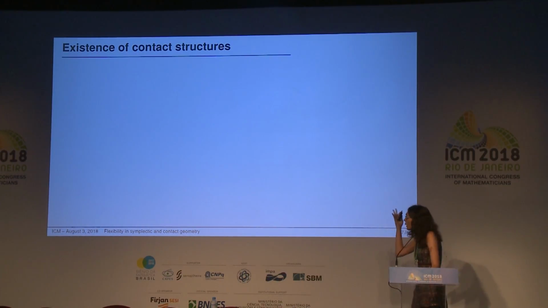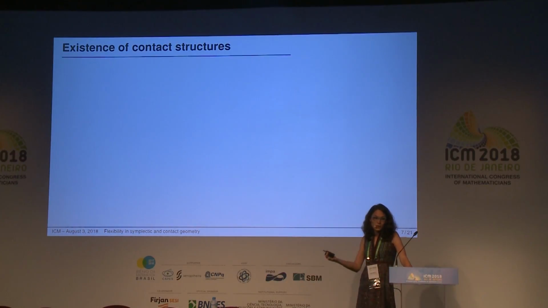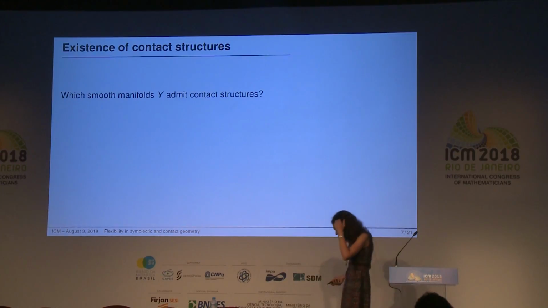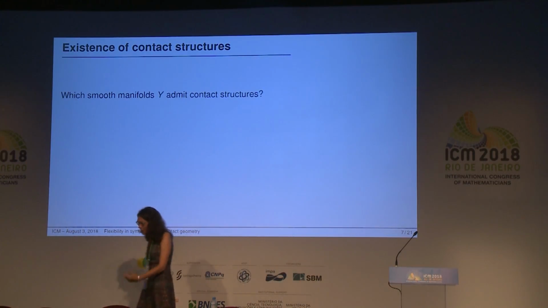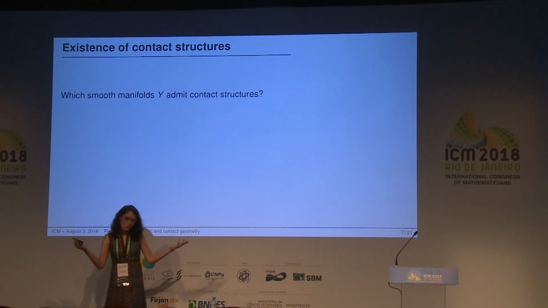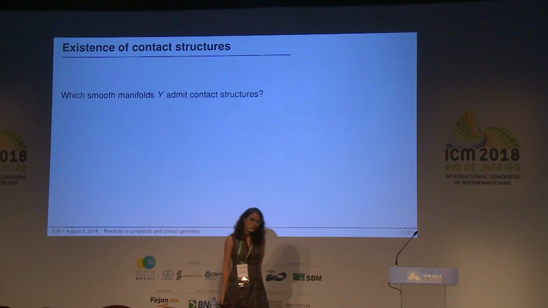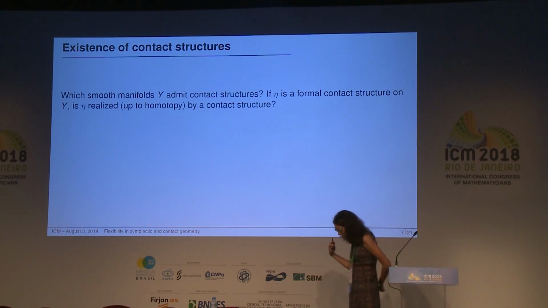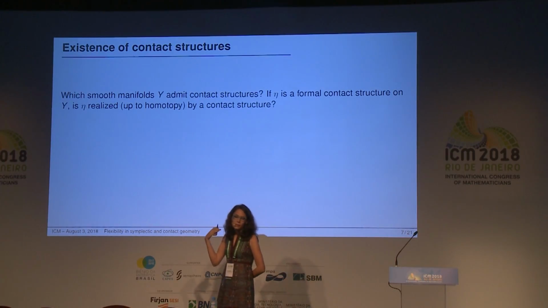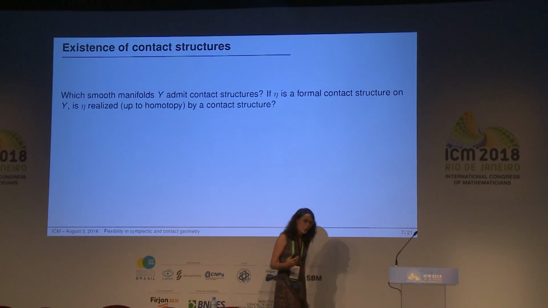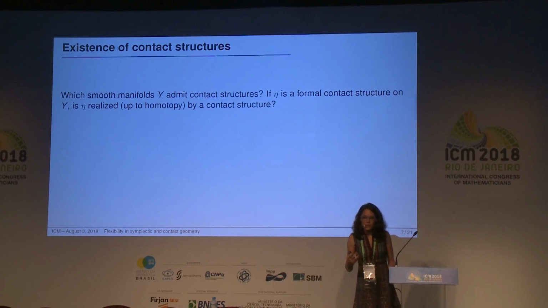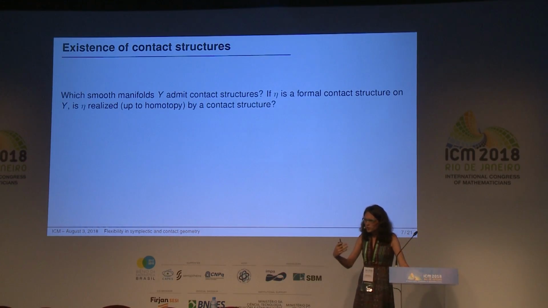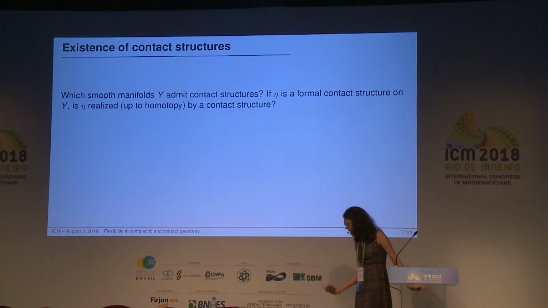Okay, so the first thing I'll talk about is the existence question of contact structures. Of course, the very first question you could ask about contact structures is, well, I have a smooth manifold. Does it have a contact structure or not? That would be a good thing to know. So based on this discussion of formal things, a slightly better question would be, okay, I have a smooth manifold and it has a formal contact structure. Can I find an actual contact structure which realizes this formal one?